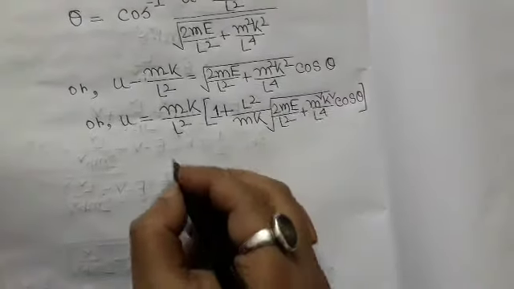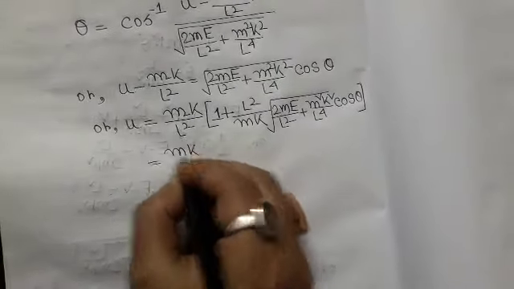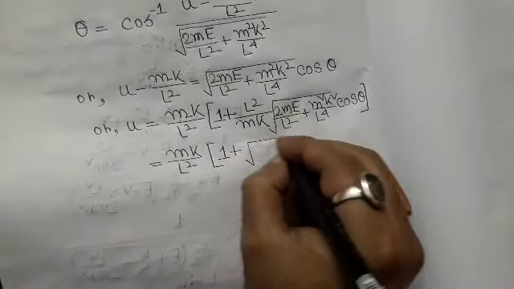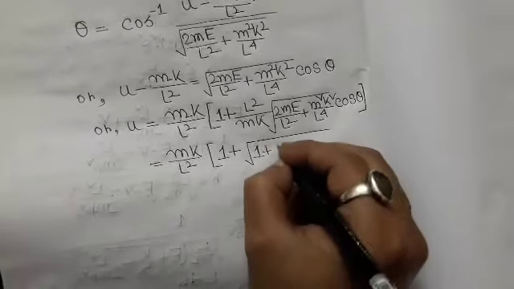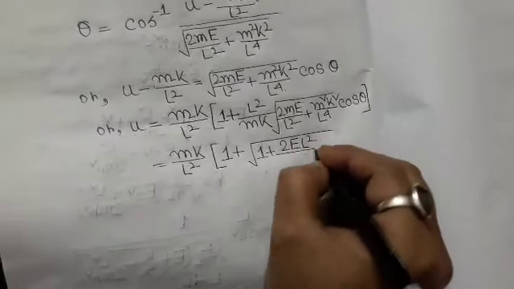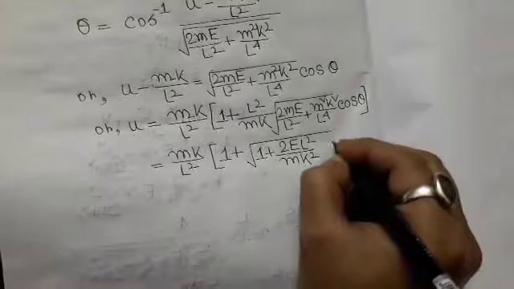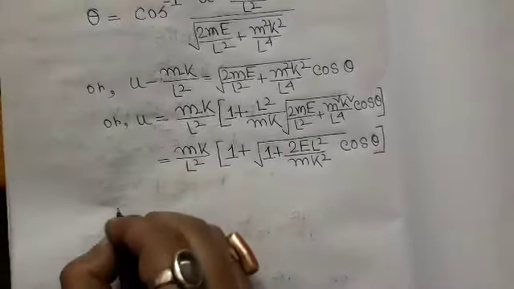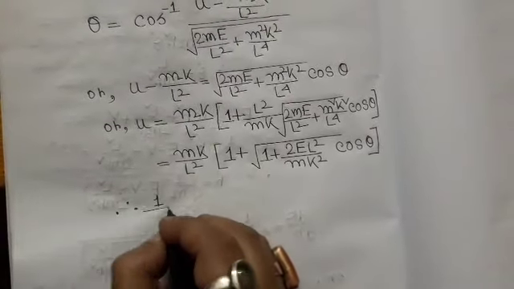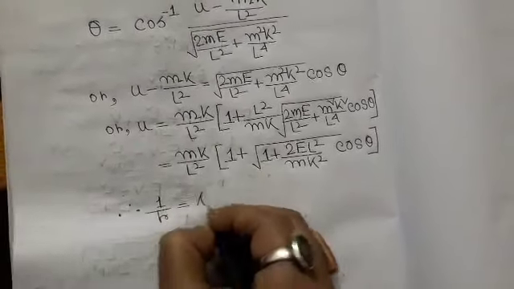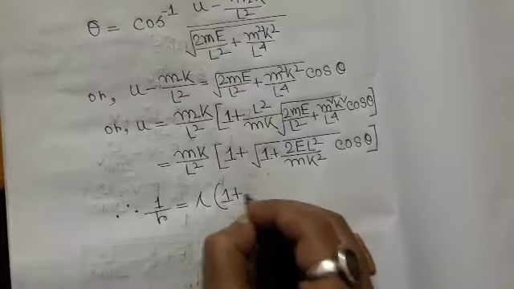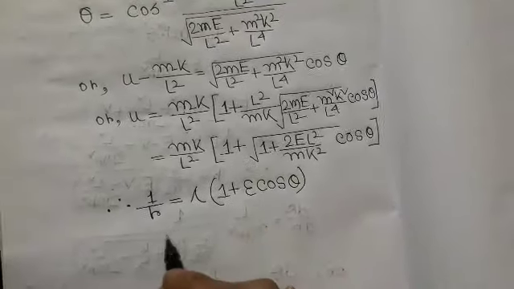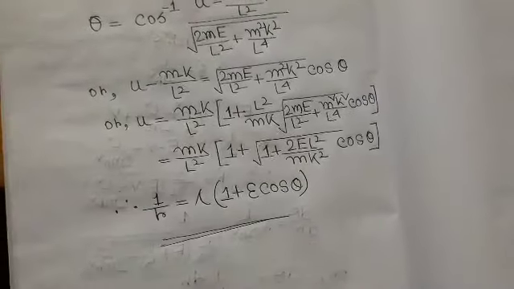Okay. Now what we can write? We can write mk by L square, this is equal to 1 plus, if we simplify it, then it becomes 1 plus 2e L square by mk square cos theta. Okay. Now simply, what is u? u means 1 by r, and this term is nothing but small l, and this we can write as epsilon cos theta. So this is the standard form of conic section equation.